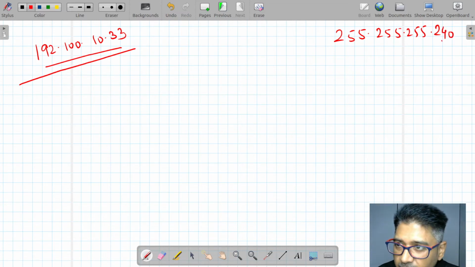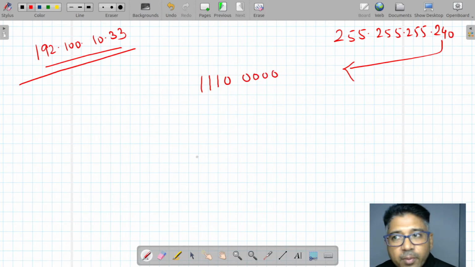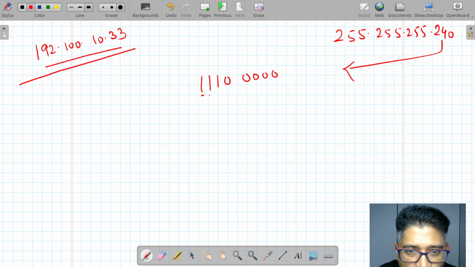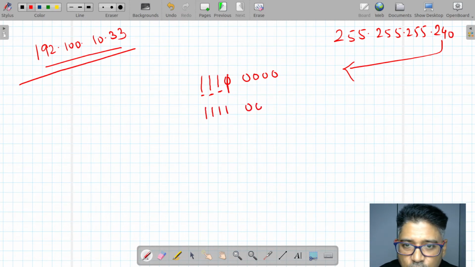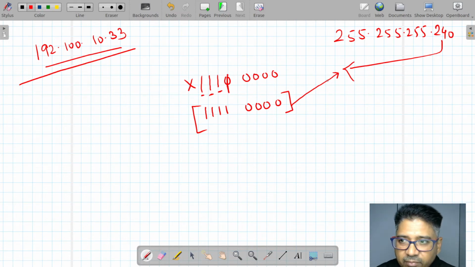So let's break this. 240, how do you write it? 11110000. You remember the table: 128, 192, 224, 240. So this is 11110000. This is the right one. Are you agree or not? 240 is this, right, according to the table.